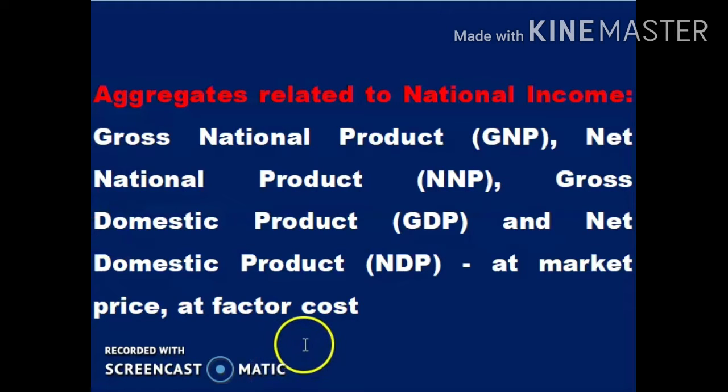Jai Hind students, today we are going to discuss the next topic of the national income chapter: gross national product, net national product, gross domestic product, and net domestic product, at market price and at factor cost. We are going to look at these.